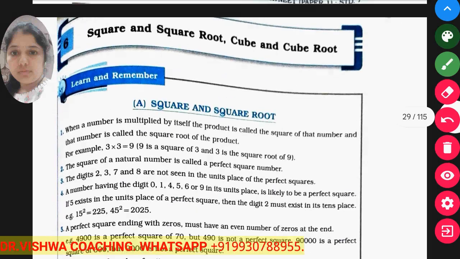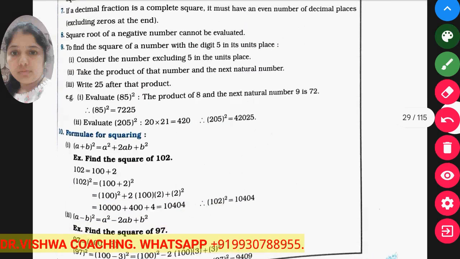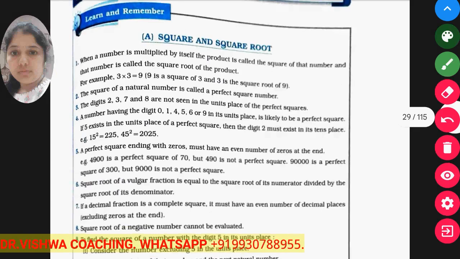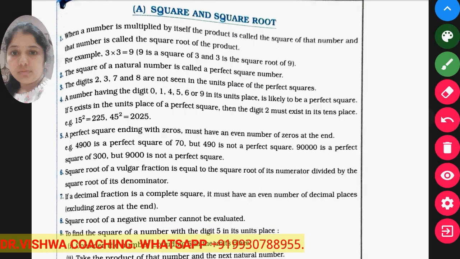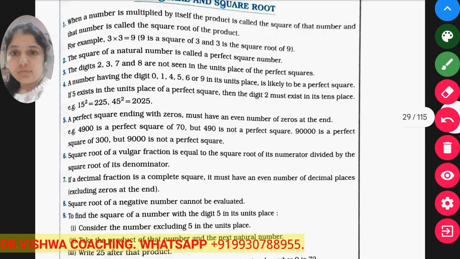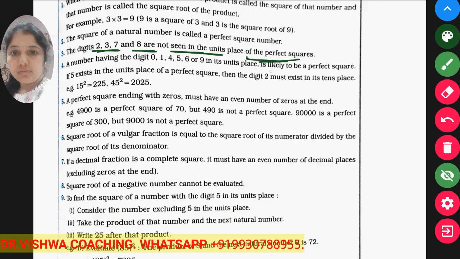Now square root, cube and cube root. You all know, if a number is multiplied by itself, then we get the square of the number, and if we multiply the same number 3 times, we get the cube of the number. Now the digits 2, 3, 7, 8 are not seen in the unit place of a perfect square.